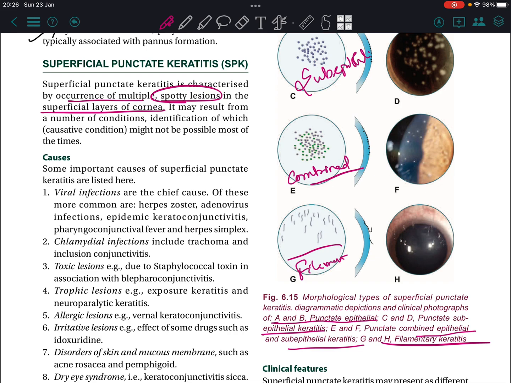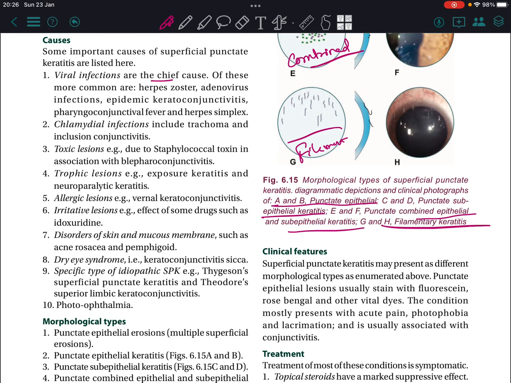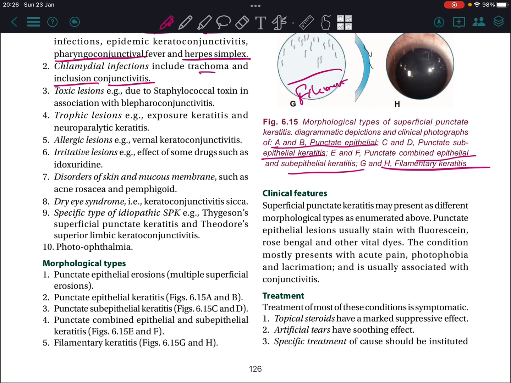times. Causes. Some of the most important causes are viral infection, a chief cause of this, most commonly herpes zoster, adenovirus in epidemic keratoconjunctivitis, pharyngoconjunctival fever, herpes simplex, etc. Chlamydial infections include trachoma, inclusion conjunctivitis, etc. Toxic lesions, for example due to staphylococcal toxin associated with blepharoconjunctivitis. Trophic lesions, for example exposure keratitis, neuroparalytic keratitis.